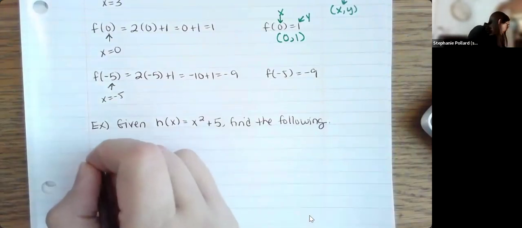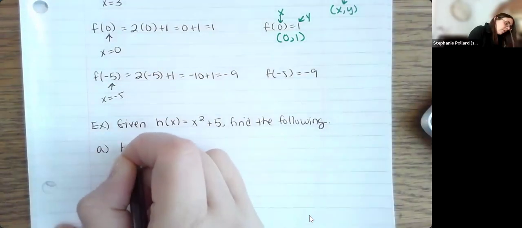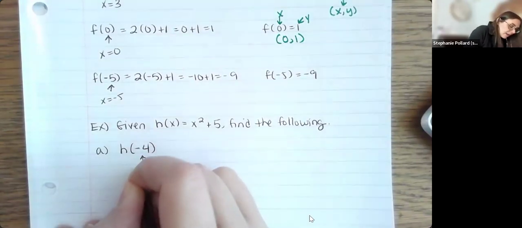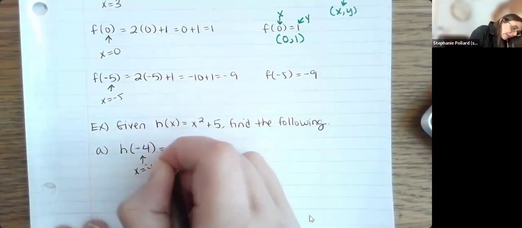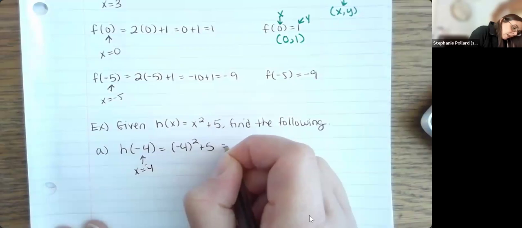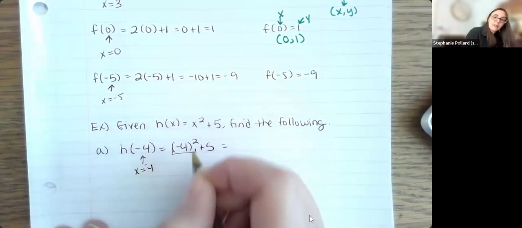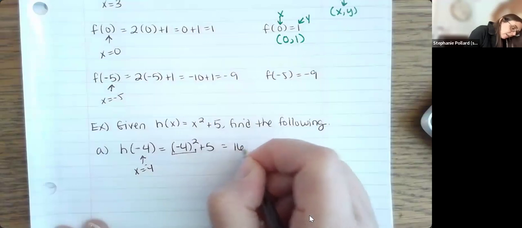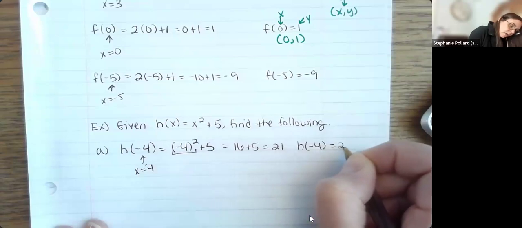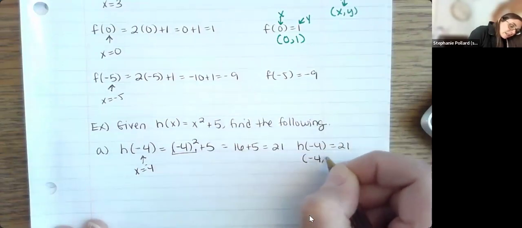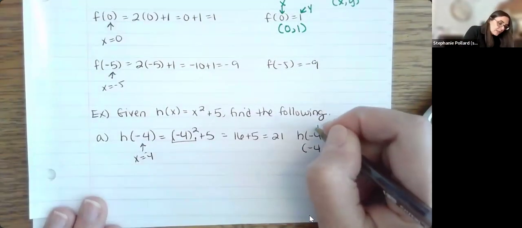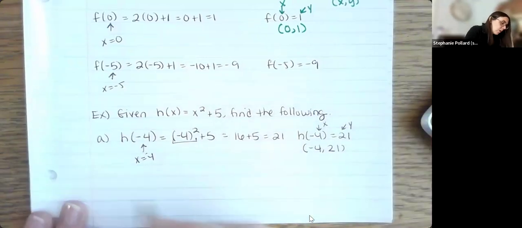So let's say I wanted to find, how about h of -4? So this is going to be my x value. I take my equation here, I replace the x with -4. Just be careful you are squaring that, so the negative will square as well, and you get 16 plus 5, which is 21. So h of -4 is equal to 21. And again, if I wanted to graph this, I do have a point right there, -4, 21. The value inside the parentheses is x, and the value outside is y.